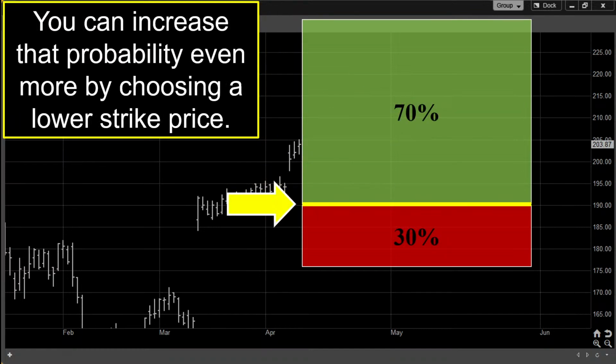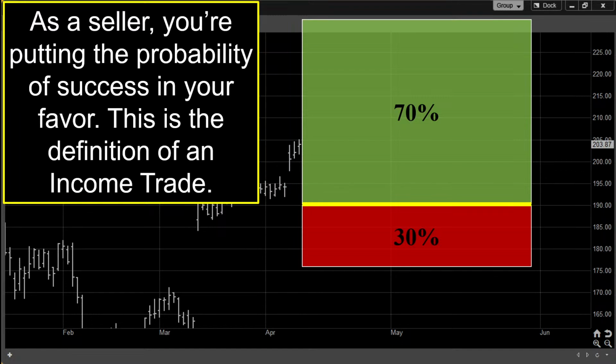And you could even increase that probability even more. You can simply choose a lower price, which gives you a bigger area where you can be right. Now, we do a lot of our trades that start off with at least a 70% chance of success. And you can only do this as an option seller.